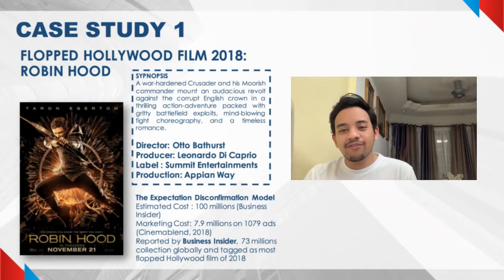Hi everyone, and a very good day. I'm Wafiq, and I'll be representing the first case study that is related to the article. It's about the most flopped Hollywood film in 2018, which is Robin Hood. This film is directed by Otto Bathurst and produced by the famous Leonardo DiCaprio. And this film cost around 100 million, which is reported by Business Insider.